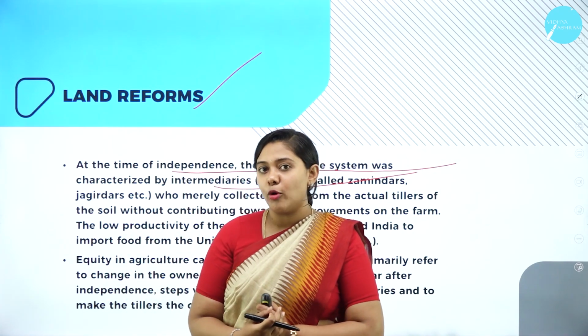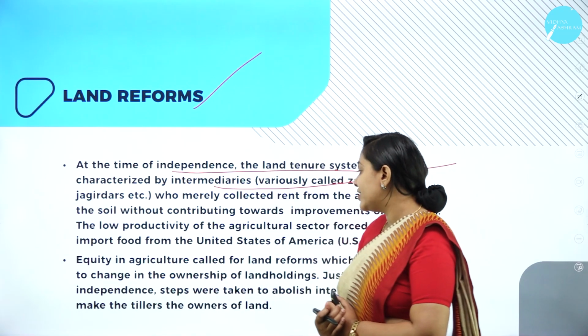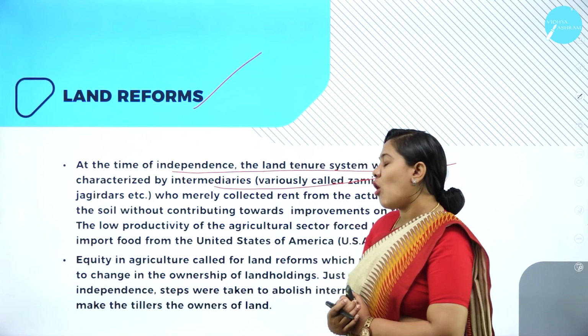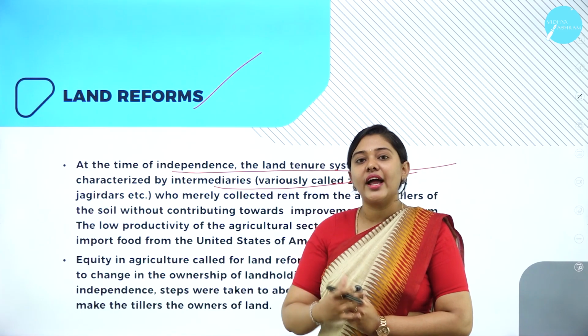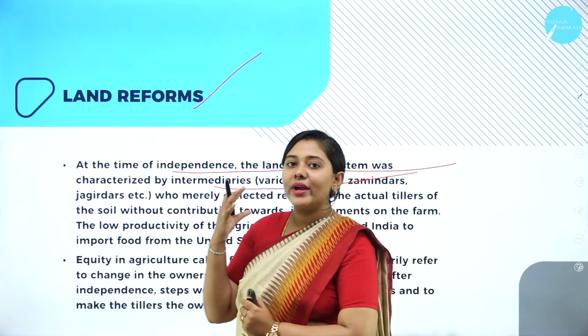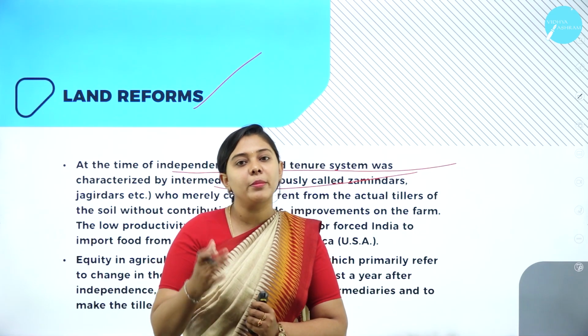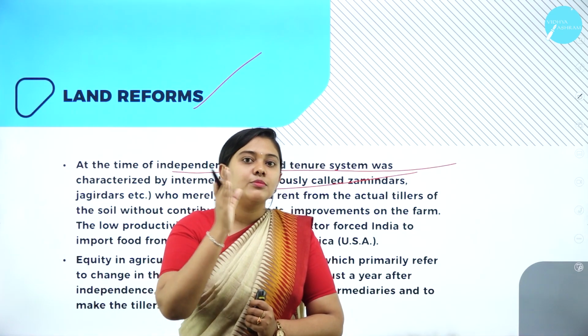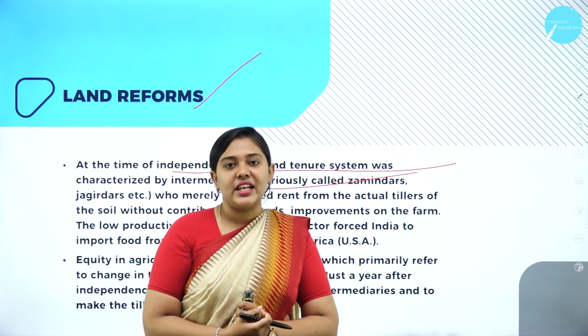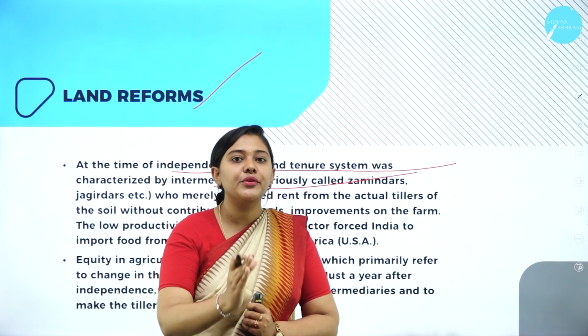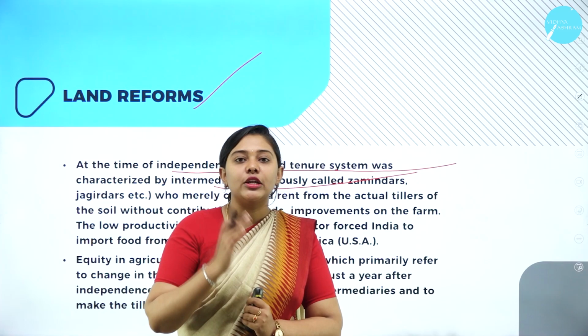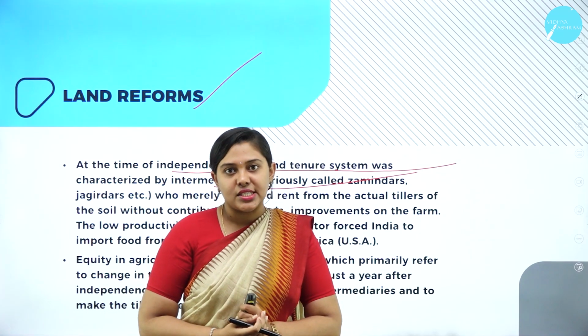Earlier it was abolished. So they brought the tiller the land rule. So what is the tiller the land rule? The person who is cultivating the crops on a particular land over a period of time becomes the owner of that land. So tiller the land was introduced as a land reform in order to abolish this system.